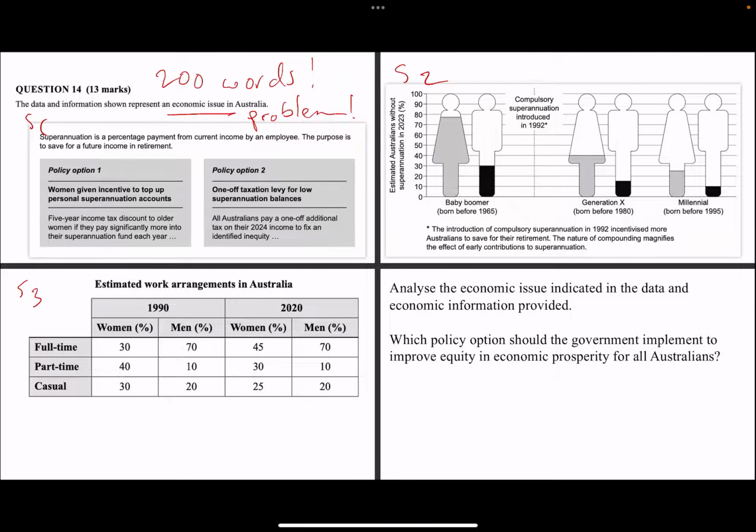The final part, which was actually on the second page, is really hard to read in the way they set it up in the paper. Analyse the economic issue indicated in the data and economic information provided. So we've got to analyse the issue, the problem. Which policy option should the government implement to improve equity in economic prosperity for all Australians?